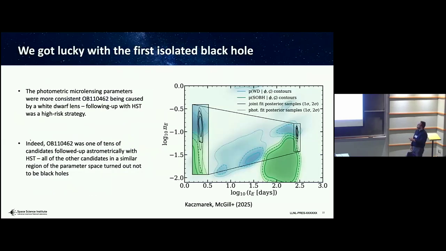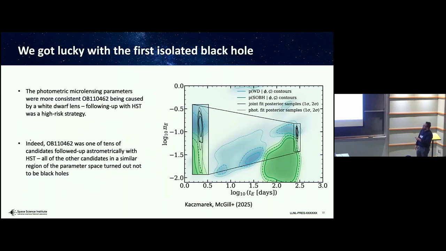So if you actually revisit the one that we did find and put it back in this space, this space is like that scatter plot that I just had on the previous slide, but instead of the scatter plot, I've actually now built some probability surface. The green regions are the regions where we expect the black holes to be, and the blue regions are the regions where we expect the white dwarfs to be.